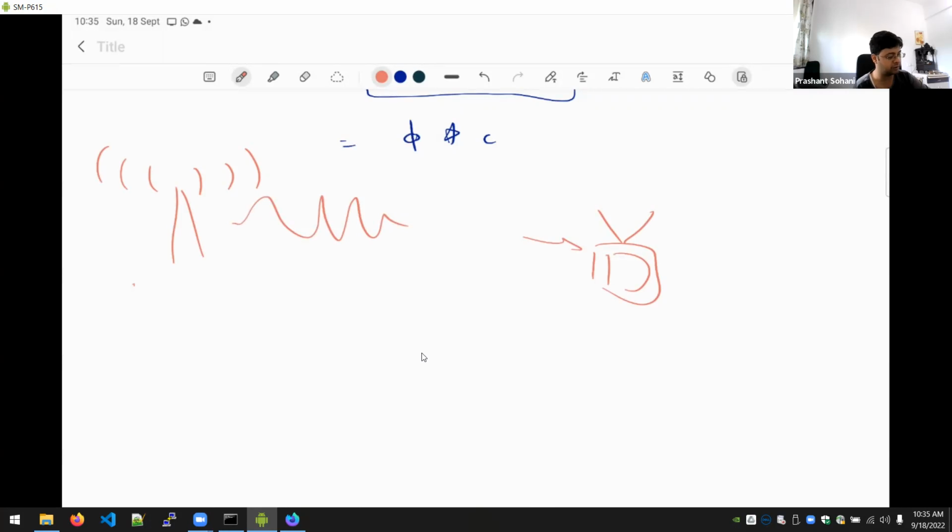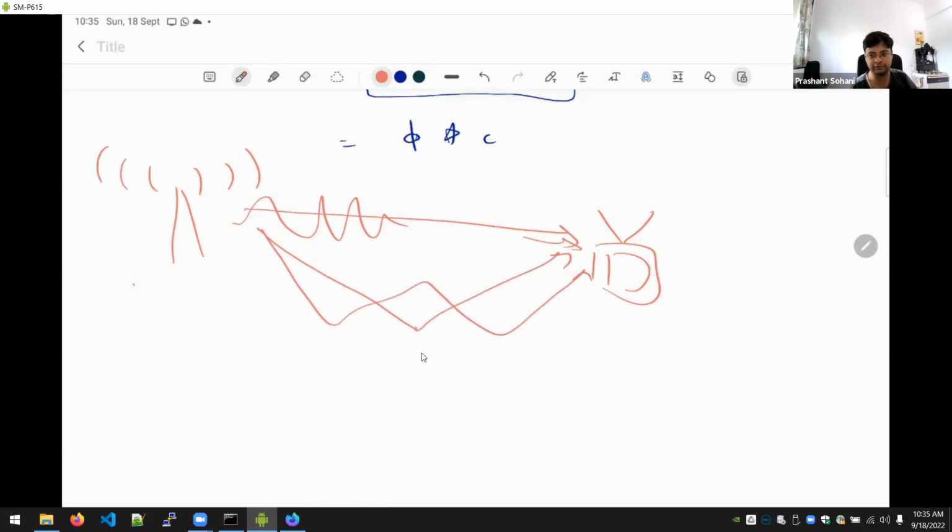But the thing is, it doesn't happen so simply, because there will be so many objects in between. There might be a tree, there might be a building, there might be so many obstacles. So the signal will not go directly. It will be bounced over some surface, or sometimes bounced multiple times over a surface. So what you send is not what you receive. What you receive is actually sometimes a completely different version of what you send.